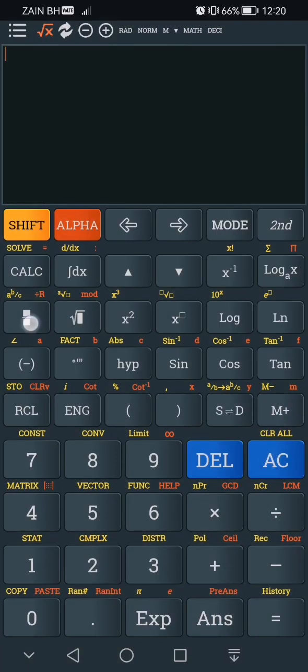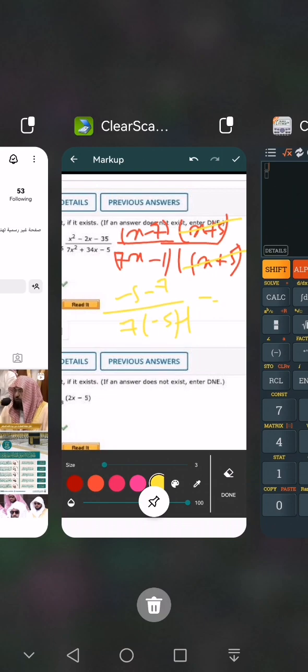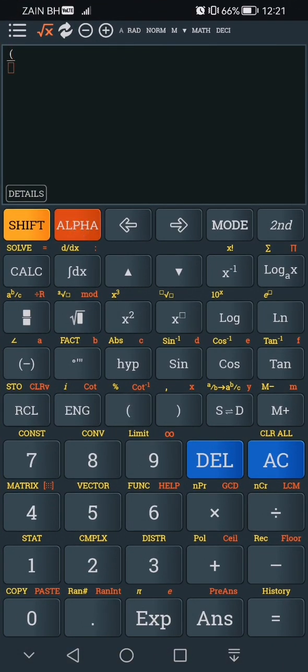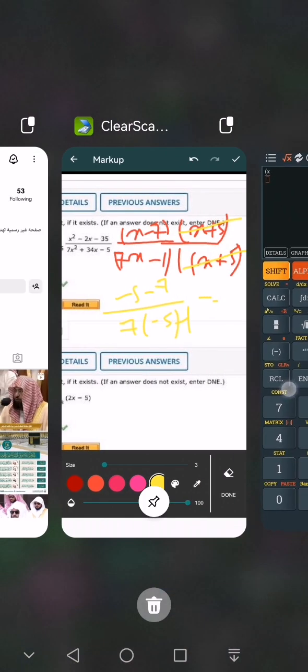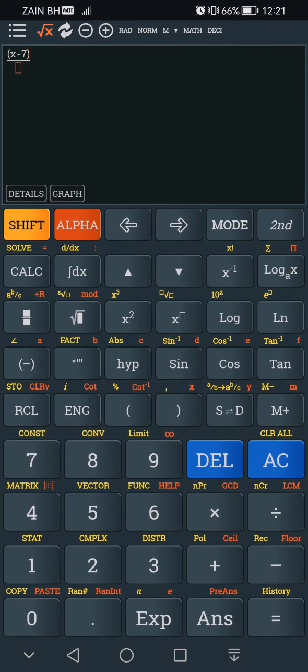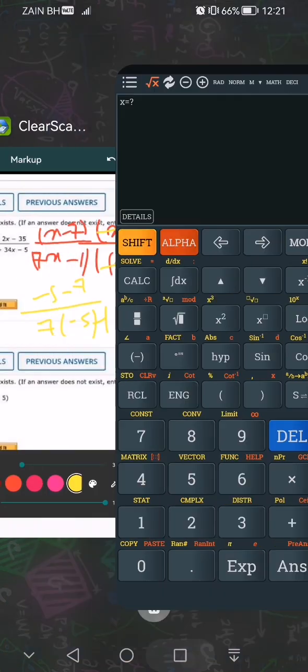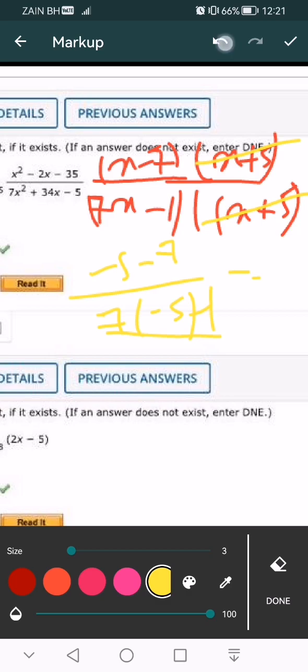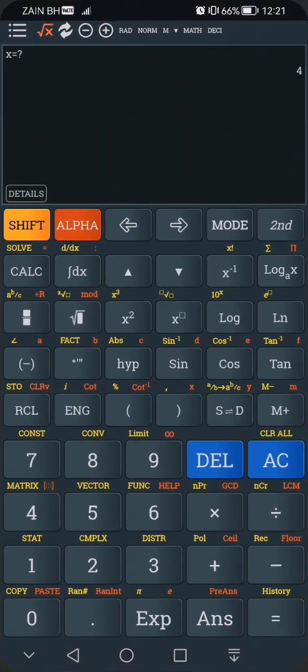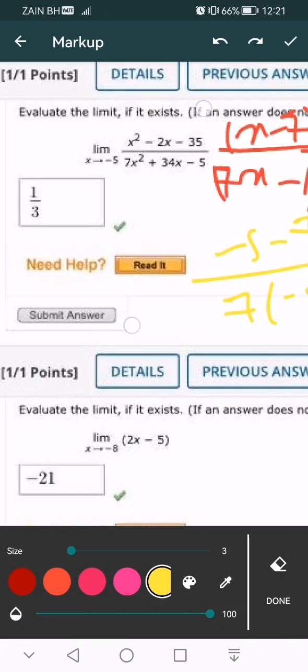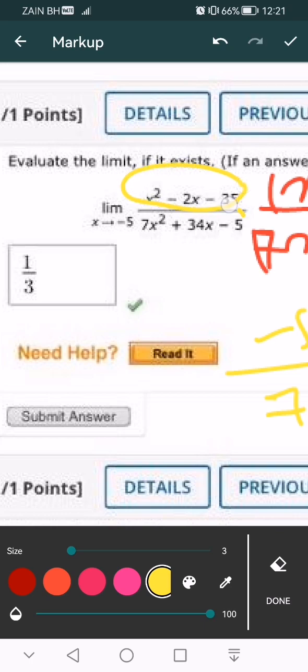Just factor it and do it. Minus 7 over 7x minus 1, and I will substitute by minus 5. So the value will be 1 over 3, as you see here. 1 over 3. Yeah, simple. Just simplify the denominator and numerator.